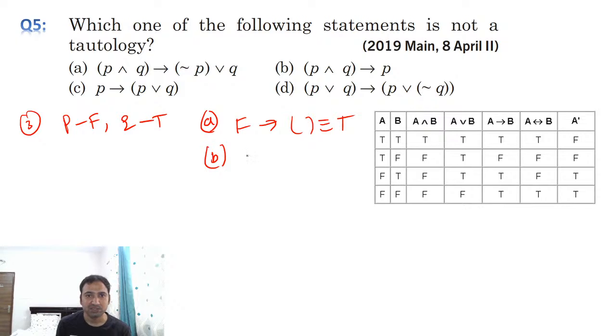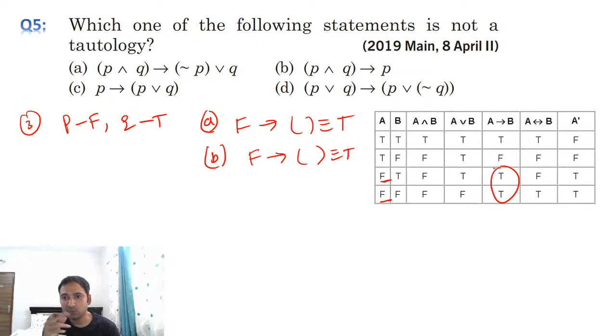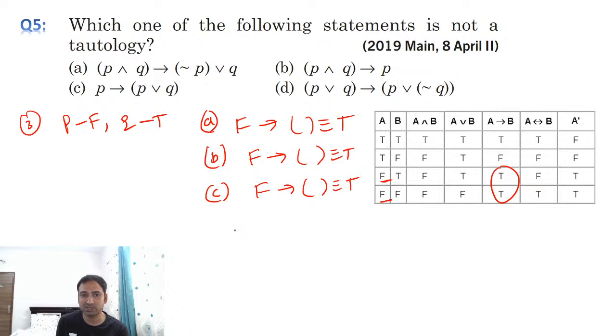Second option, if we calculate P and true, again false. False implies anything is true only, guys. See, false implies anything is true only. Now let's verify the third option, guys. If you verify the third option, what are we getting? False implies, again the same thing. False implies anything is true only. Next, the fourth option.